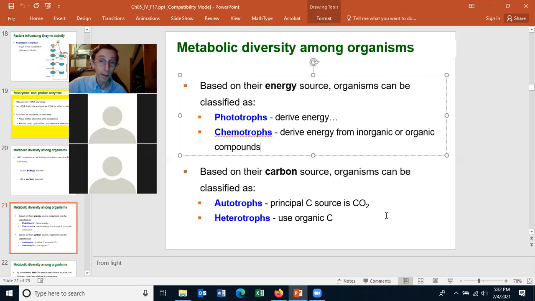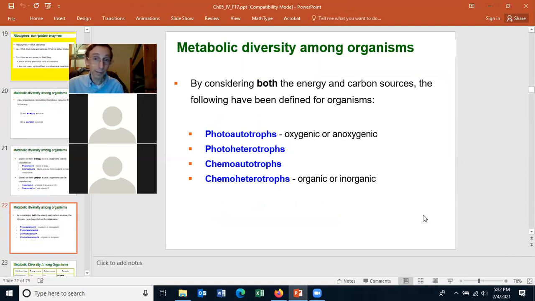including the microorganisms. But we can combine the terms for where organisms get their energy sources and their carbon sources, in which case it's a little more complicated. If you classify on both the energy and the carbon source, you have the following 4 classifications: photoautotrophs, photoheterotrophs, chemoautotrophs, and chemoheterotrophs. And there are differences in the photoautotrophs. There are oxygenic photoautotrophs and anoxygenic.